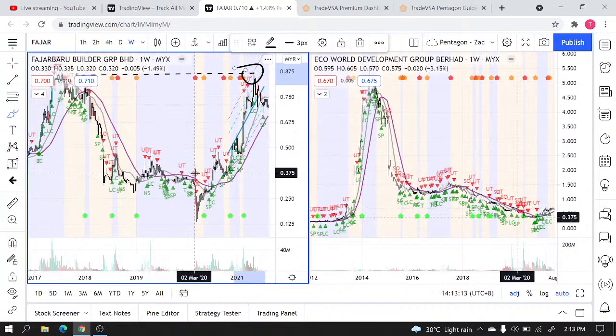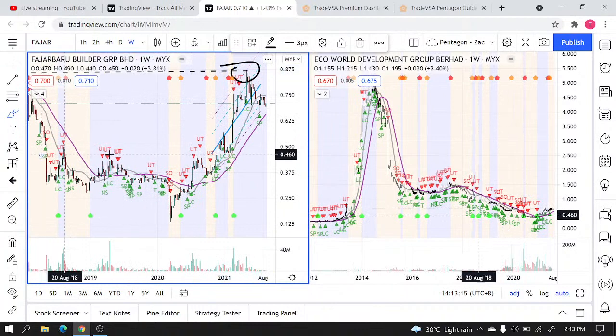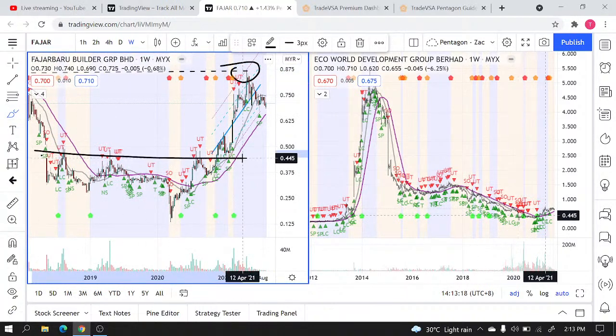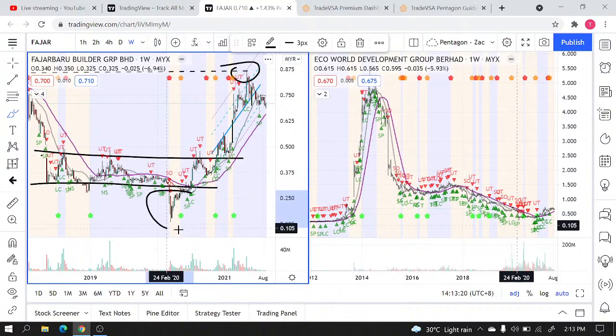Now if I zoom in here, actually this is a nice accumulation. Accumulation with a wash, accumulation with a shakeout.